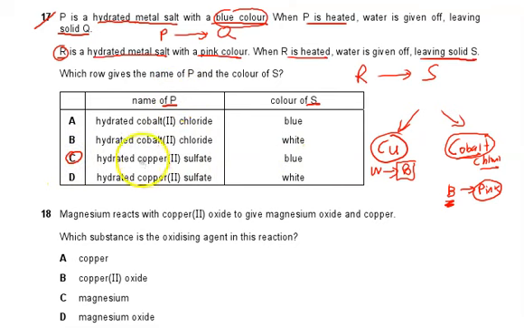The name of P is copper sulfate. It can be copper chloride. Also, for the color of S, from pink color it will reverse back to the blue color. Okay, so this is for number 17.